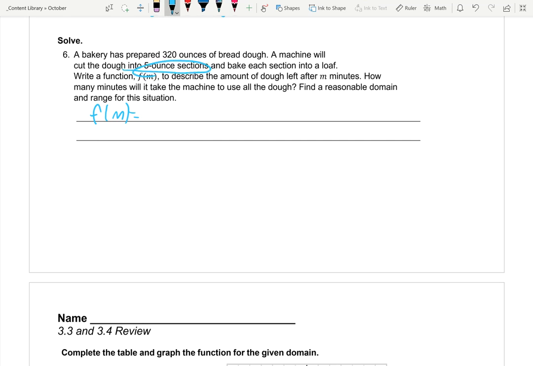So this is kind of backwards from how normal problems we've done, because in this case, we actually have a total and we're taking away from that total, right? We have 320 ounces to start with, and then we're taking away 5 ounces at a time. So our function is going to be 320 minus 5m. What that says is we start with 320, and then for every minute that passes, we lose a 5-ounce section.